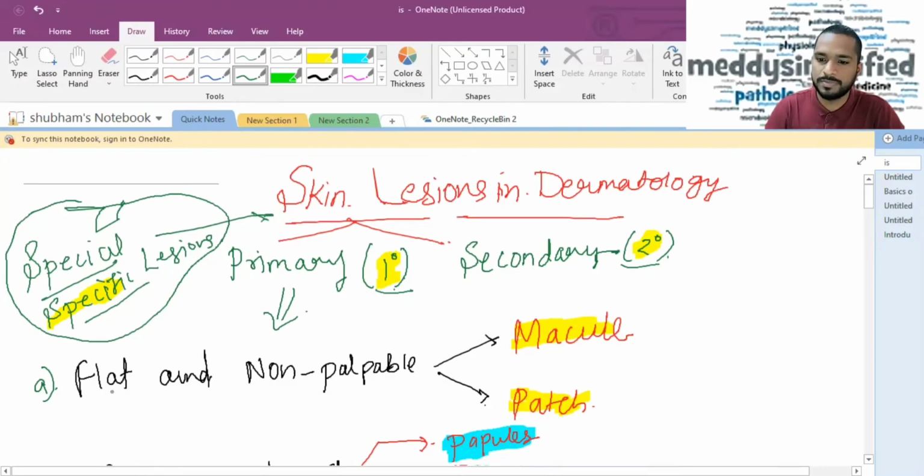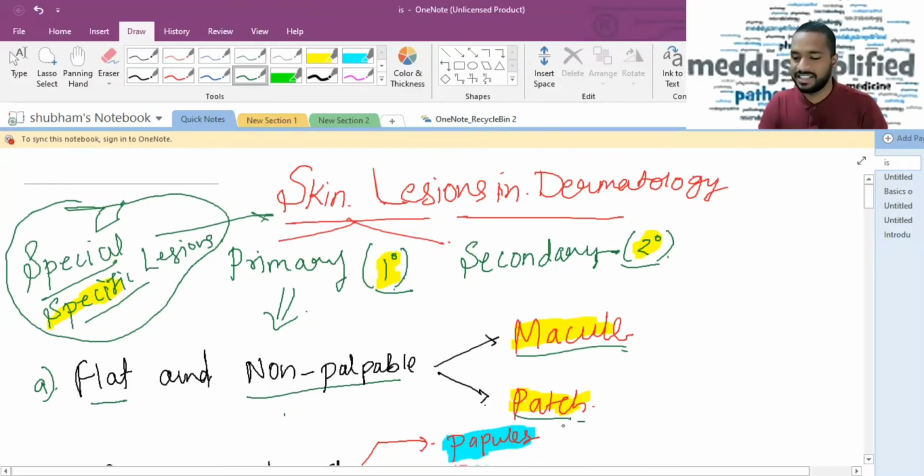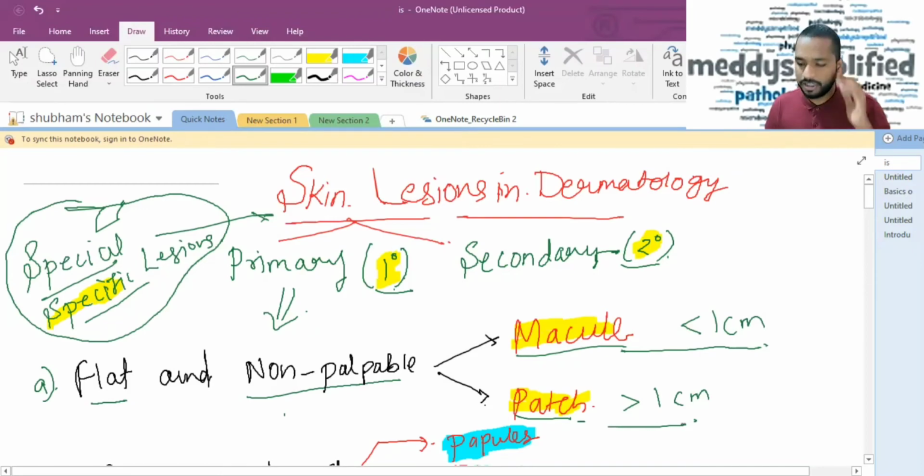First primary lesion is if the lesion is flat and non-palpable. Lesion is flat and you cannot palpate the lesion. It is not a raised lesion, it is a flat lesion. So this lesion can be a macule or it can be a patch. So how will you distinguish whether it's a macule or a patch? You will distinguish it by the size. So if the size of this flat non-palpable lesion is less than 1 centimeter, it is a macule. If it is more than 1 centimeter, it is a patch. Okay, flat non-palpable lesion, less than 1 centimeter macule, more than 1 centimeter patch.